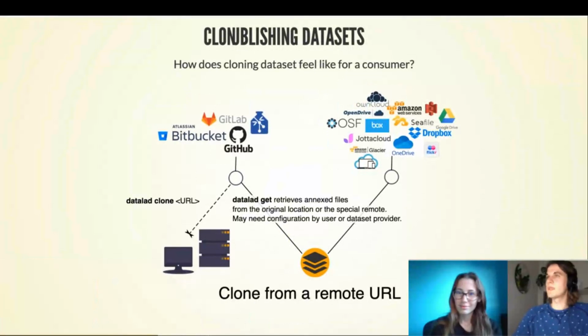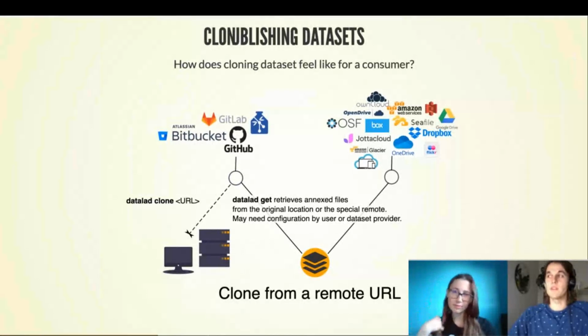All right. Then the next step would be cloning from a remote URL. So in this case, you would consume a data set that you found, for example, on GitHub or GitLab, or that you know of. And you can, again, use the DataLad clone command and provide the URL to the repository. Adina has shown this to you today multiple times.